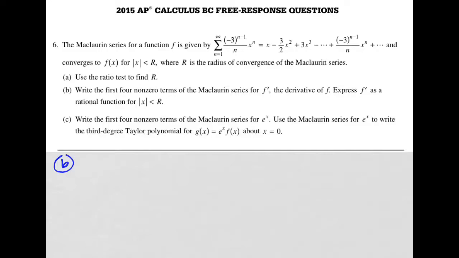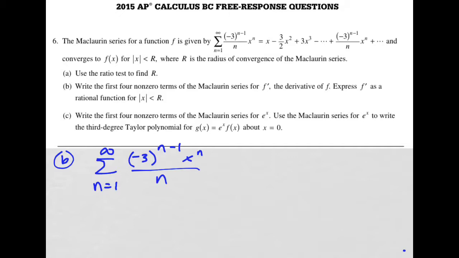So for part B, we write the first four non-zero terms of the Maclaurin series for f prime, the derivative of f. Express f prime as a rational function for x in the interval of convergence. Okay. First it says find the derivative, and I'm thinking, well, I could just take the derivative of that. In fact, I'm going to do it. Alright, so let me write that down so I don't get confused.